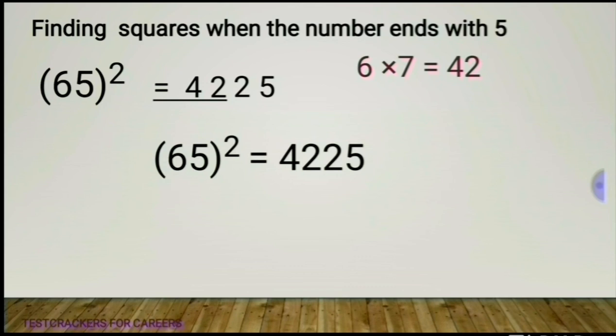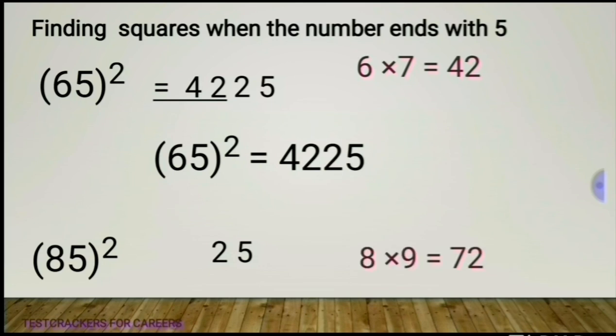Now let's find the square of 85. We write 25 in the second part as the number ends with 5. For the first part, we multiply 8 with the number next to it, and the number next to 8 is 9, and 8 nines are 72. We write 72 before 25. 85 squared is equal to 7225.